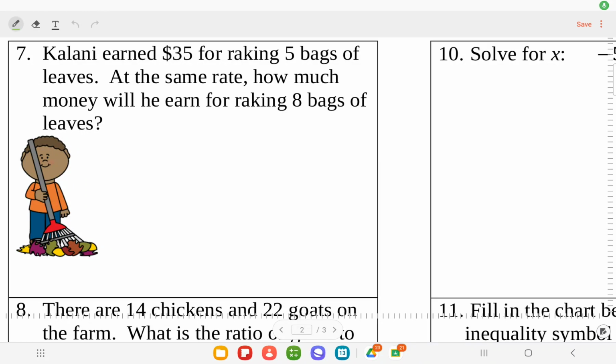Welcome back to part 2, test 3-2. On the back, Kaylani earned $35 for raking 5 bags of leaves. At the same rate, how much money will he earn for raking 8 bags of leaves?